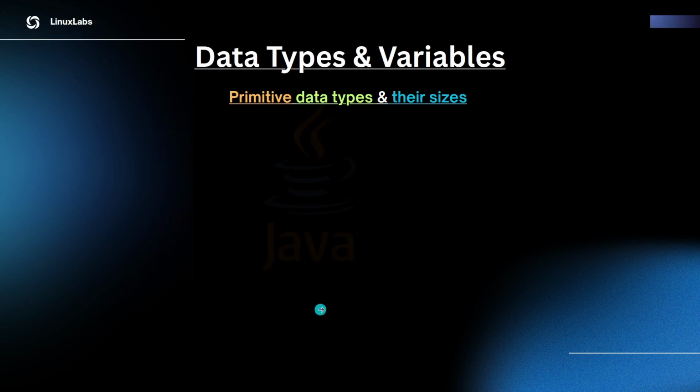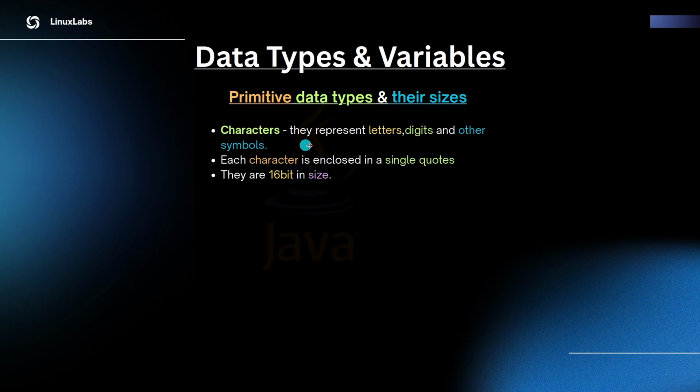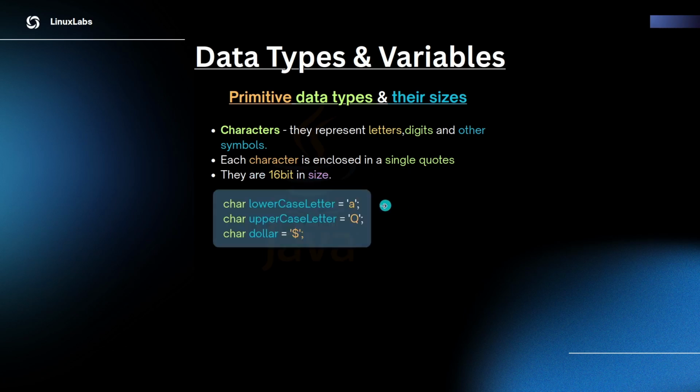Another data type is characters, and they represent letters, digits, and other symbols. Each character is enclosed in single quotes. Remember that I told you strings are enclosed with double quotes. So characters are enclosed with single quotes, and they are of 16 bits in size. This is how you declare and initialize characters. You start with char, then the lowercase letter here, which is the variable name, then single quote, then the value.